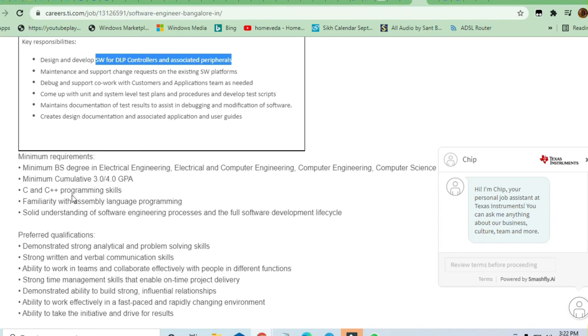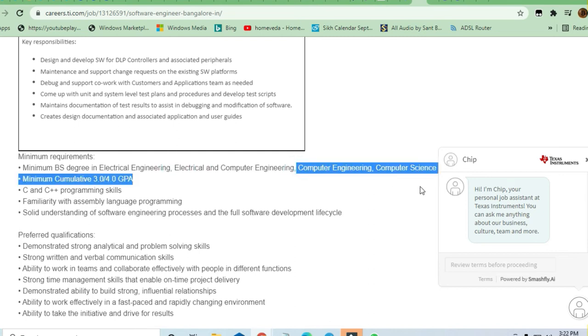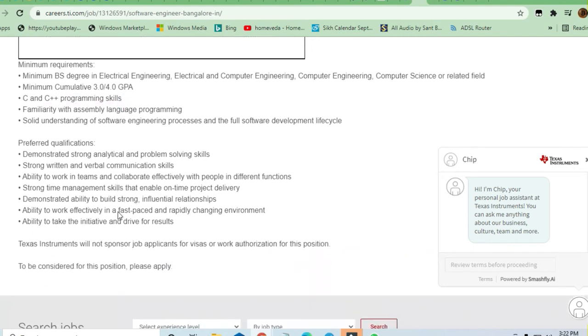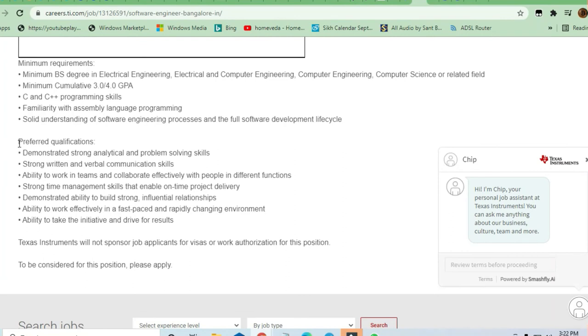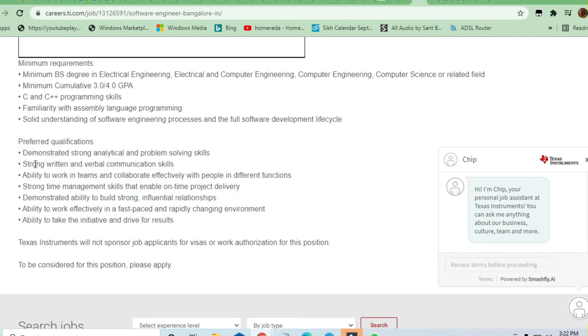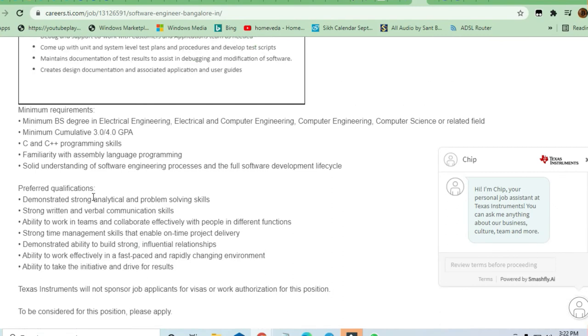These are all the minimum requirements they are asking: electrical engineering, electrical and computer engineering, or computer science, with a minimum cumulative GPA required of 3 or 4. So guys, C++ and C programming skills are mostly required for this job profile. All other qualifications will do. You can take a look, the link is in the description box. You can demonstrate strong analytical and problem solving skills.